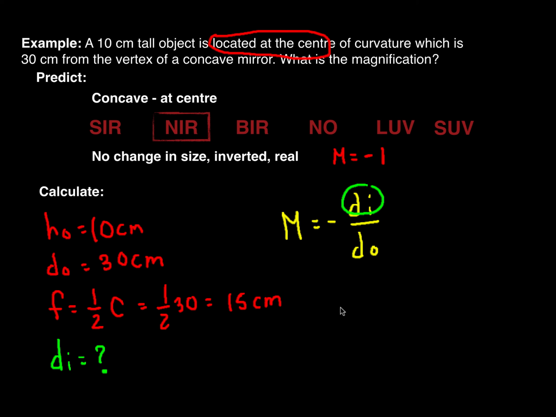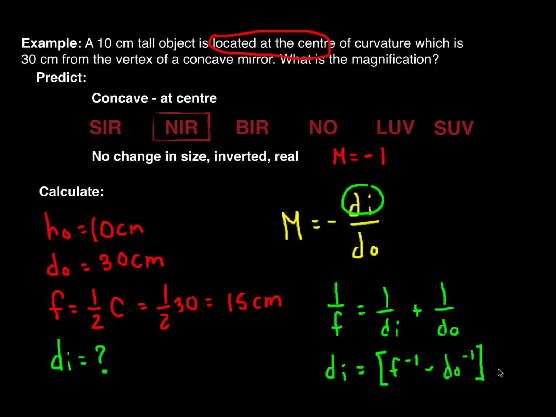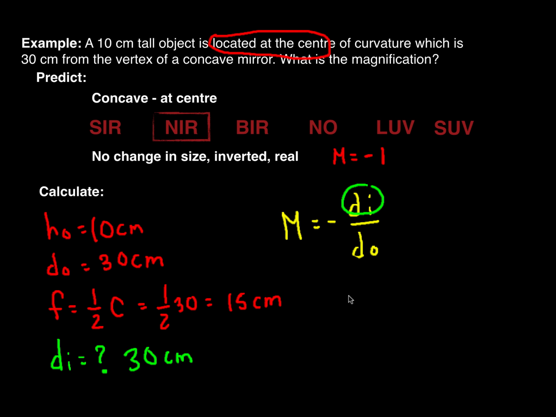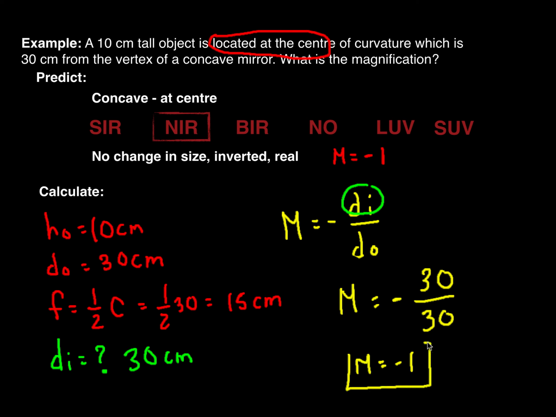We have focus and DO, which means we can use 1 over F equals 1 over DI plus 1 over DO. This rearranges for DI equals F to the negative 1 minus DO to the negative 1, which gives us a DI value equal to positive 30 centimeters. This is a real image as predicted. Now that we know the DI value, we can calculate the magnification. The magnification is equal to negative DI, which is 30, divided by DO, which is also 30, which gives us a magnification equal to negative 1, which means our image is the same size, inverted, and real. NUR.